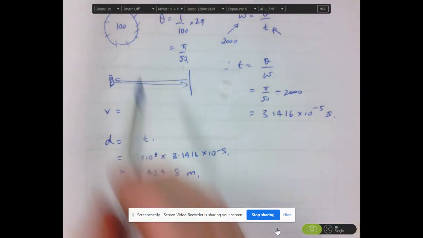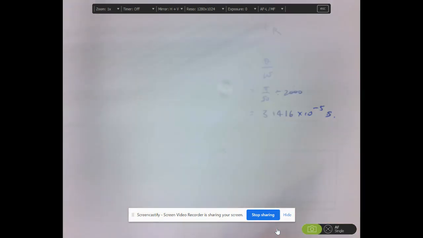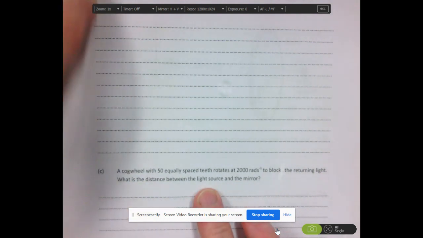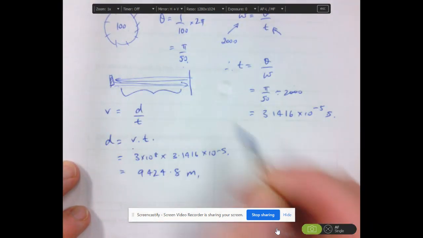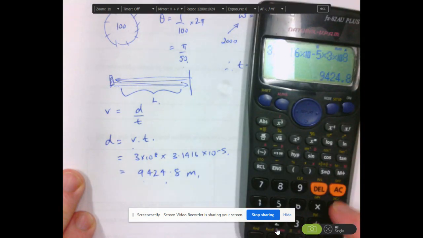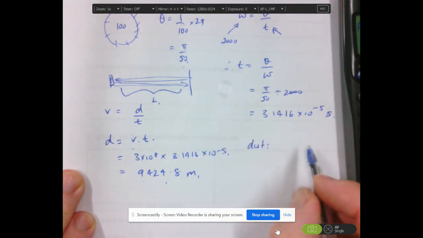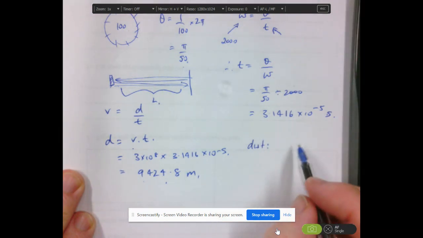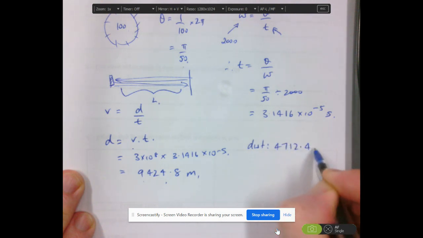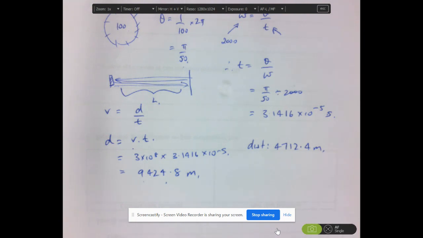That's the total distance. That's the distance out and the distance back. So we're asked to find the distance between the light source and the mirror. So it's only this distance here that I want, that L. So it's going to be half of this distance, so dividing that by 2. So the distance between light source and mirror will be 4712.4 meters. Okay. I hope you were successful at that question.